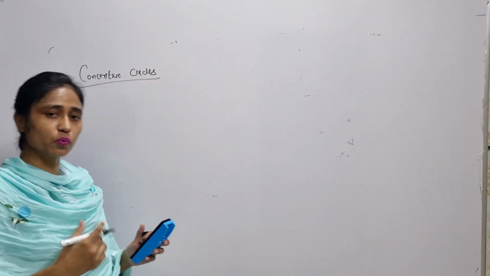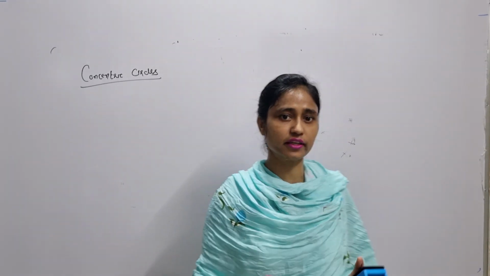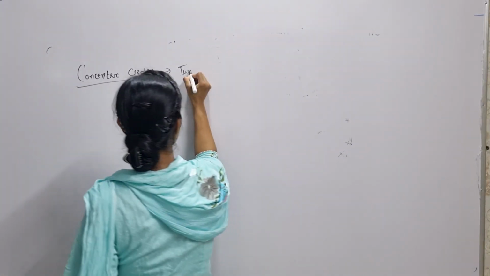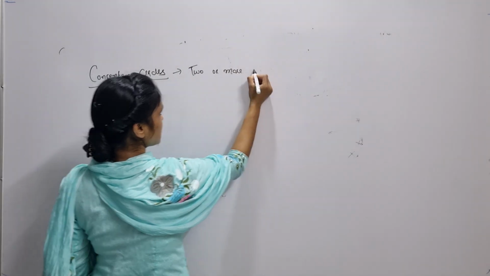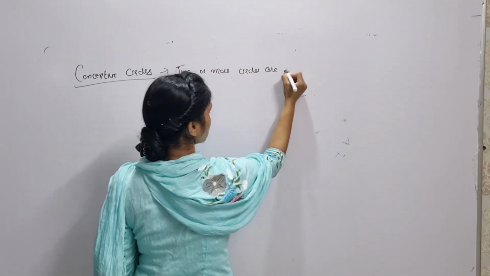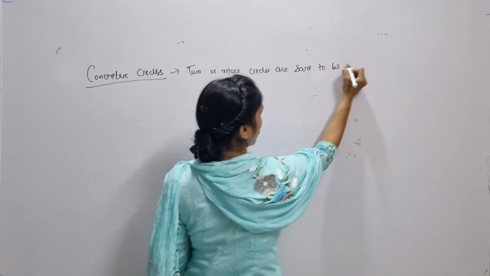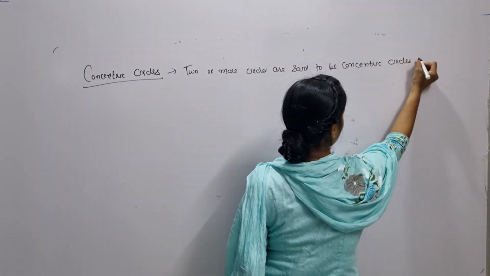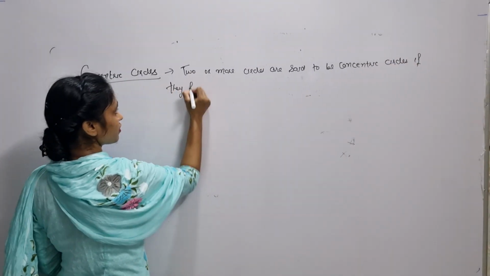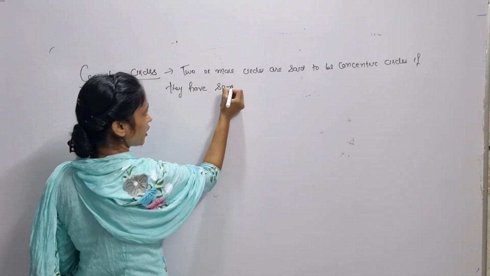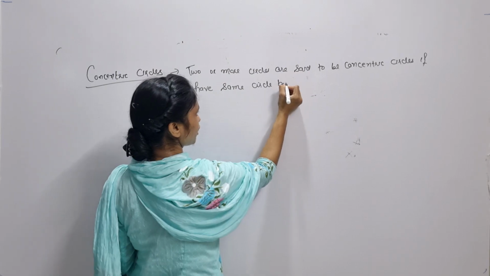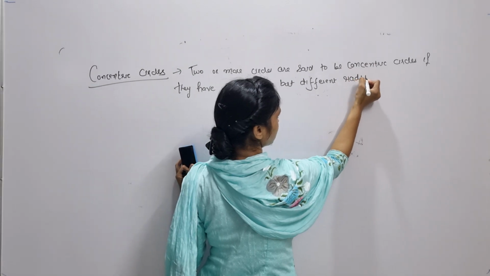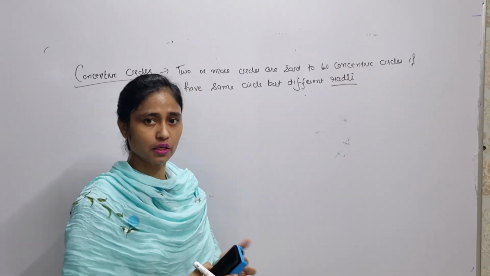Circles. Two or more circles are said to be concentric circles if they have the same center but different radii. Radii is the plural form of radius.